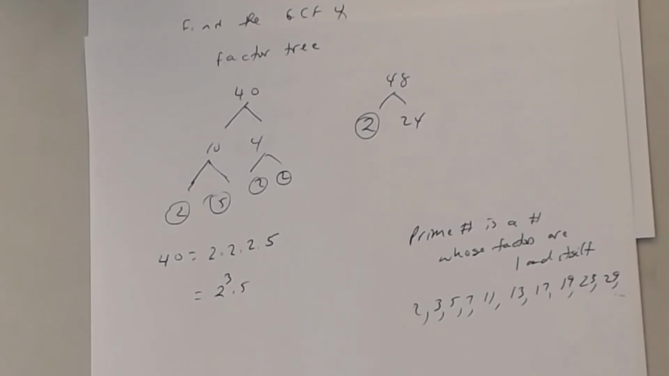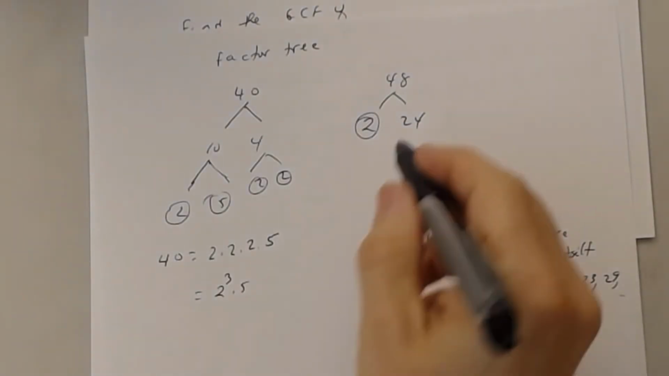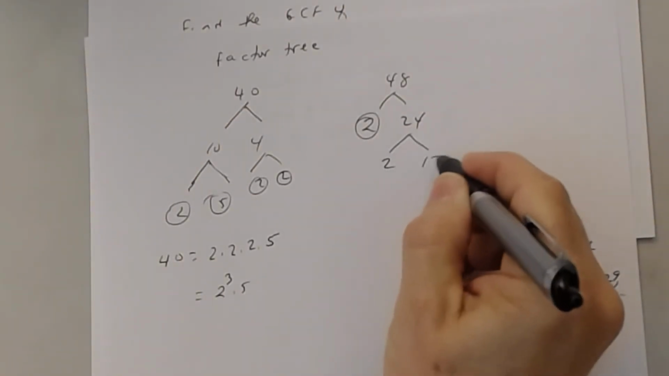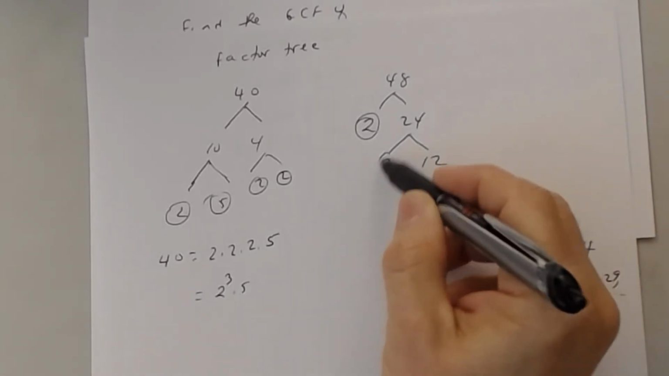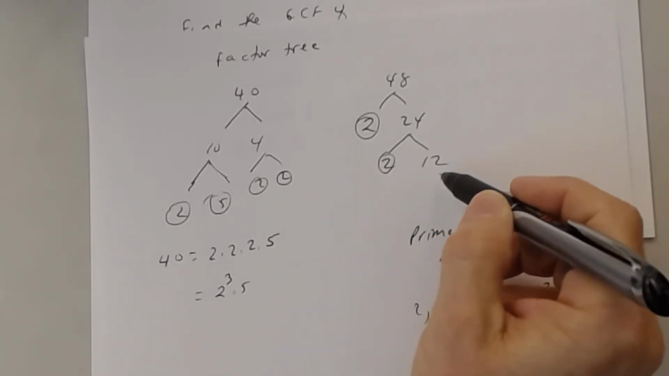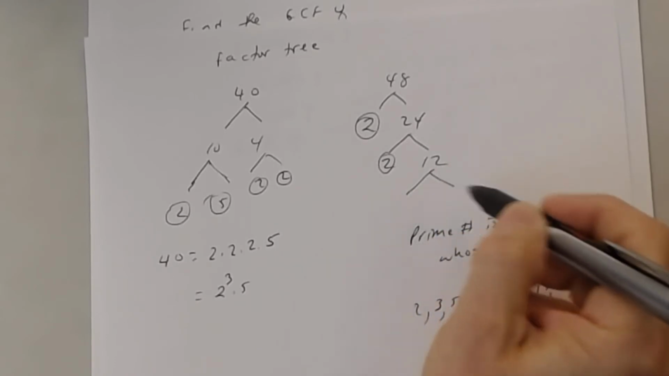But give me two numbers I can multiply together to get 24. 2 and 12. Someone else could have said what? 3 and 8. 4 and 6. Does not matter at all. So you said 2 and 12? Which one can I circle? The 2. All right, is 12 prime? No. Nope, I can go further with it.